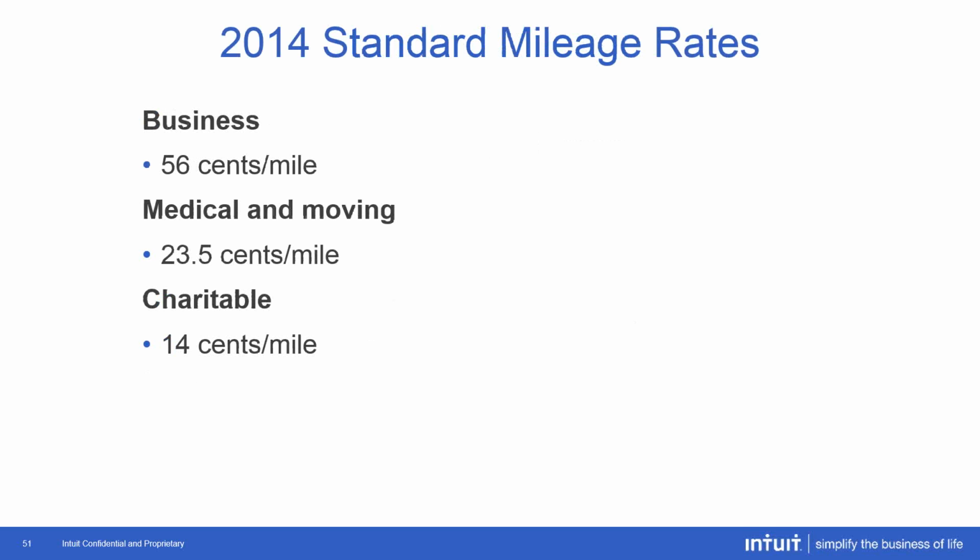Standard mileage rates for 2014. Business, 56 cents per mile. Medical and moving, 23.5 cents a mile. Charitable, 14 cents a mile. The government has recently issued 2015 standard mileage rates. Go to irs.gov. Just punch that into the search bar, 2015 standard mileage rates.